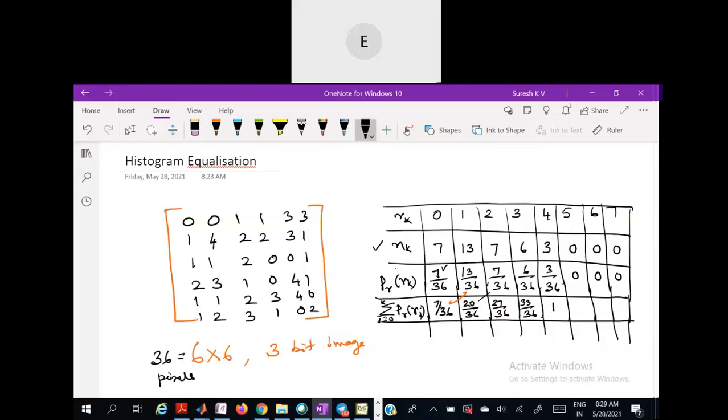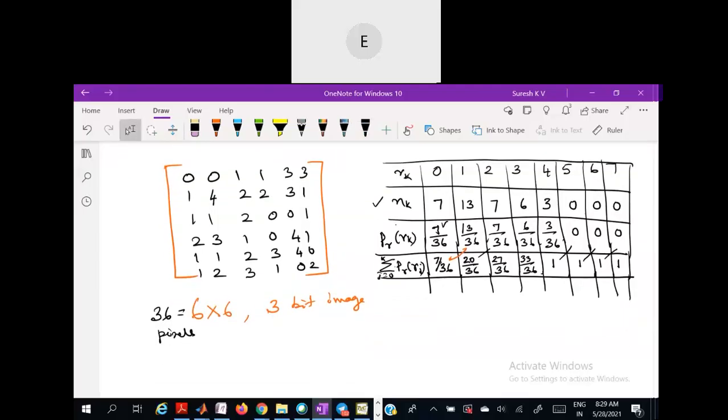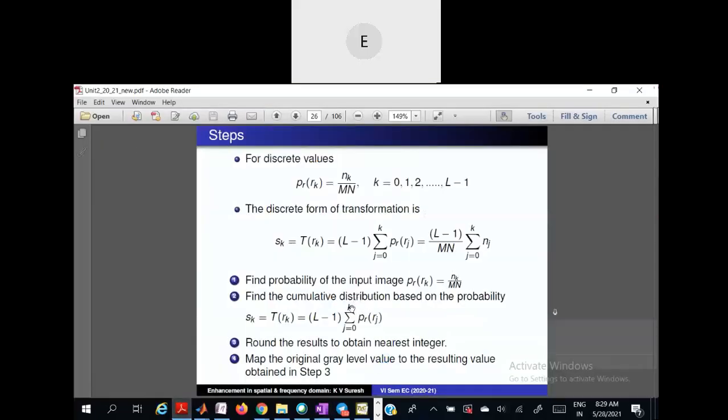36 by 36 is 1. 1 plus 0 is 1, and again 1 plus 0 is 1, and 1 plus 0 is 1. So this is the CDF. All of you know that the maximum value of the CDF will be equal to 1. You cannot have anything above that. Please know that. Okay. So what I have done now is I have just calculated this.